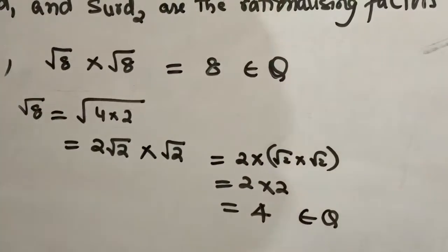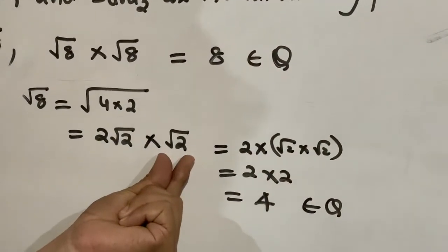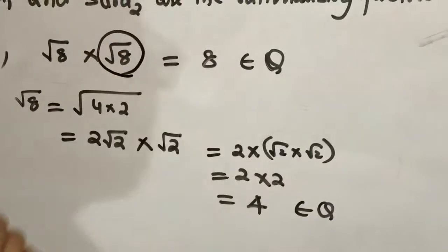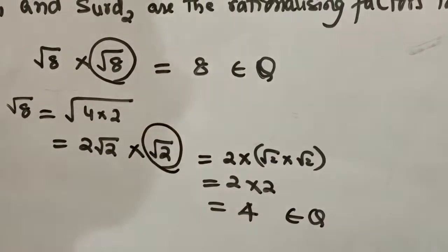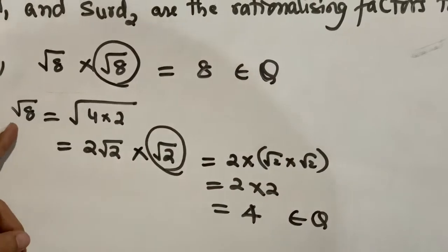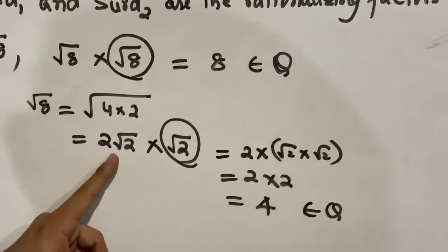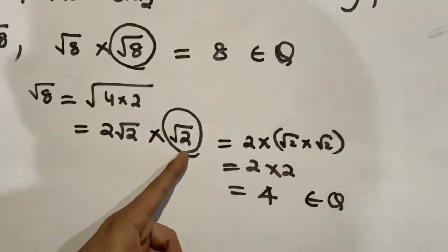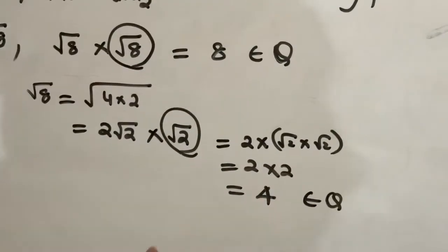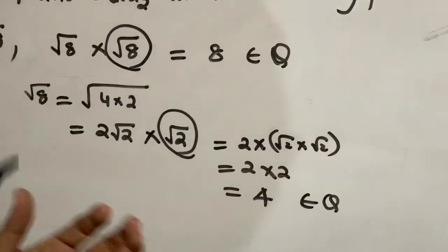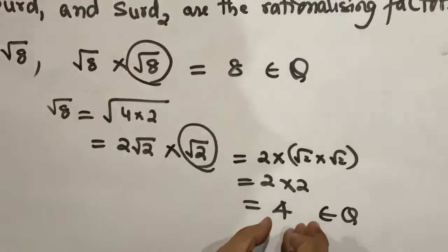So right now, for root 8 the rationalizing factor is root 8, and for root 8 it is also root 2. 2 root 2 is nothing but root 8. Multiplying root 8 by 2 root 2 gives a square root, which is a rational number. So multiplying an irrational number gives a rational number.